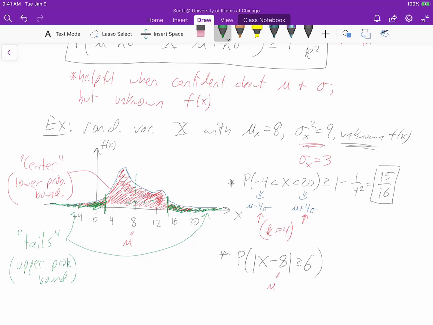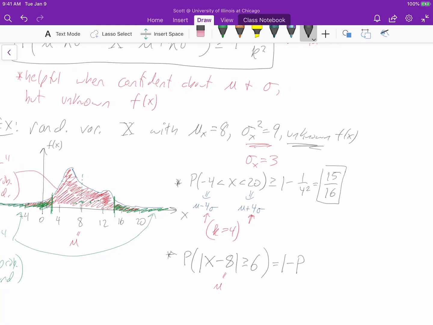Okay, so we can relate this question over here to something that we can actually calculate with Chebyshev and show that it's an upper probability bound, right? This is actually 1 minus the probability. I'm probably going to run out of space here, so I'm going to shift it over. 1 minus the probability of mu minus 2 sigma < x < mu plus 2 sigma.